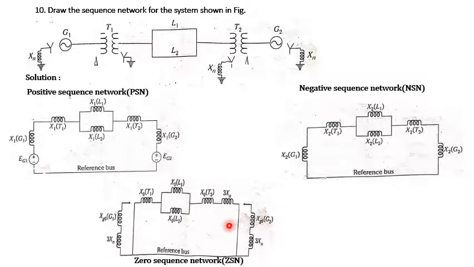Then generator G2 is star grounded through a neutral reactance. So we have to consider this 3Xn, and there is a series switch which is going to close. That's nothing but the current flowing into the reference bus.